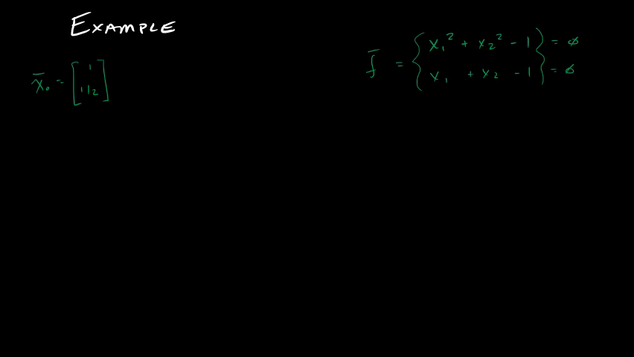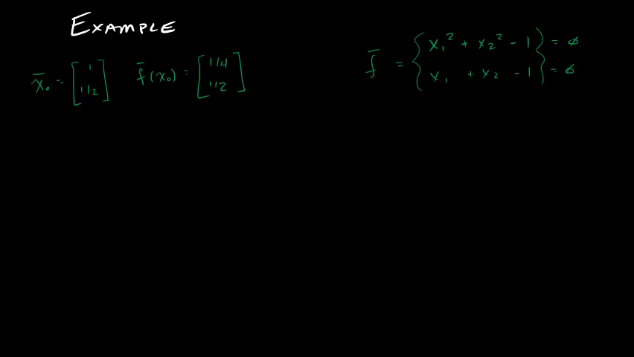We need to plug this in to f, right? Because one of the things we need to know is what is our function evaluated at that guess. So 1 squared is just 1, plus 1/2 squared, that's a fourth. 1 minus 1 is 0, so we just get 1/4 for this first one. And then for the second function, plugging in 1 plus 1/2 minus 1, we just get 1/2. So that is our function evaluated at our guess.